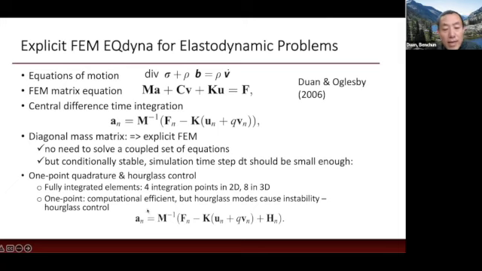So overall, at the end, we solve for the acceleration at one time step by directly dividing the right-hand side by the diagonal terms of the mass matrix. The right-hand side includes all the quantities, including the body force vector, the elastic response, and the hourglass control.